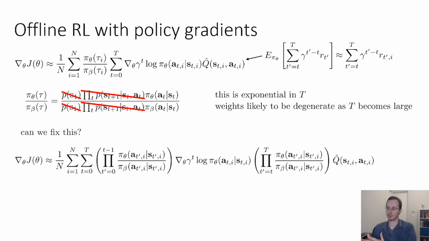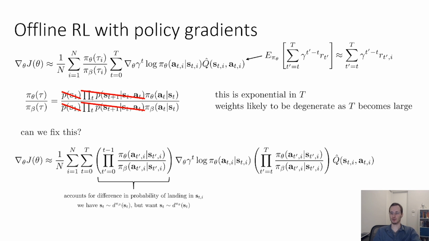The second product accounts for the fact that q hat is an estimate of the value of pi beta, not pi theta. So that's correcting the value. It's essentially accounting for the rewards in the future. So the first part accounts for differences in probability of landing in the state st. The second part accounts for having the incorrect q hat.